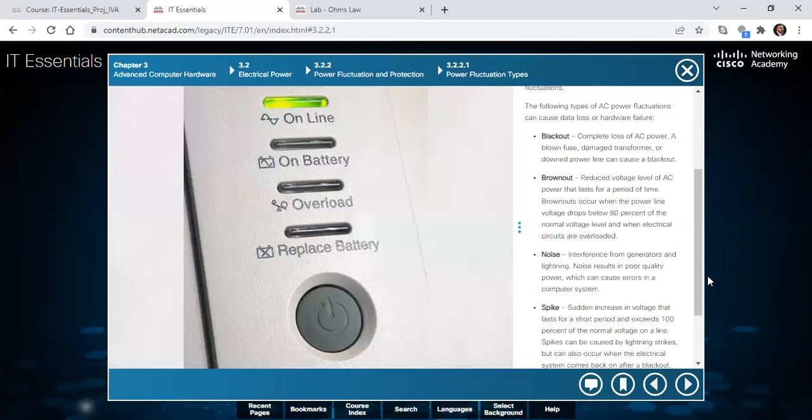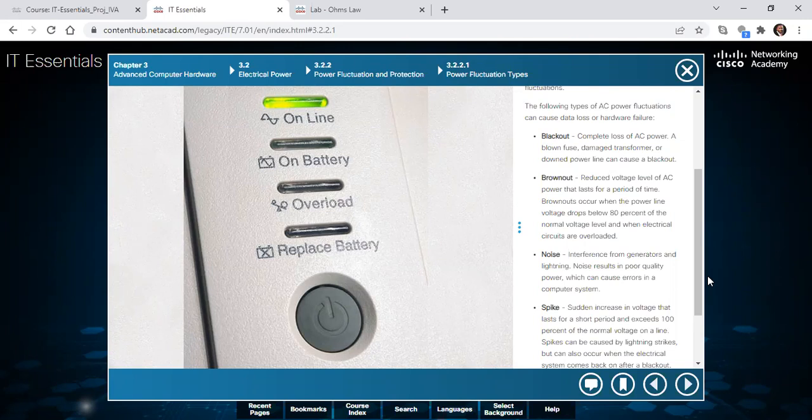So we have what we call brownout. Brownout is a reduced voltage level of alternate current power that lasts for a period of time. Brownout occurs when the power line voltage drops below 80% of the normal voltage level and when electrical circuits are overloaded.